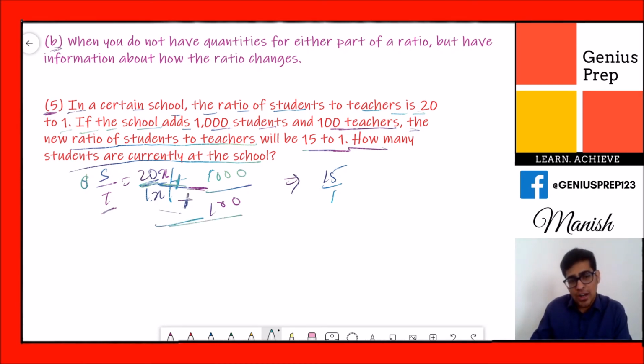So you're not writing much, you're just solving everything in one equation. Why am I doing this? Because in the exam you do not have time to write down all the equations. You can do everything in one equation.